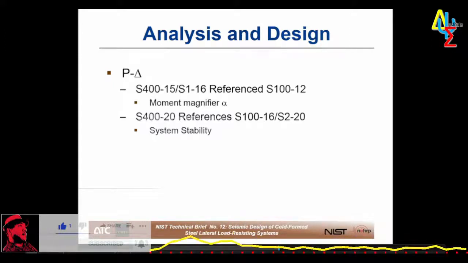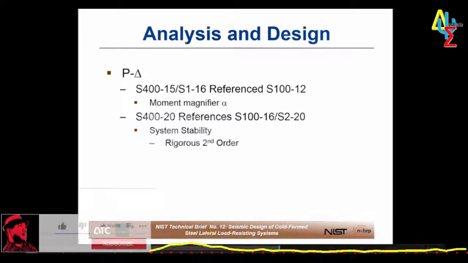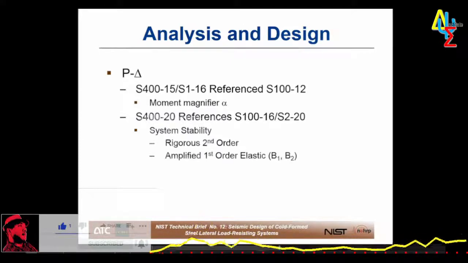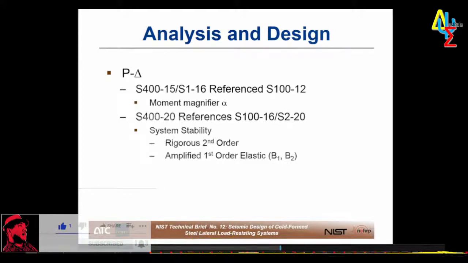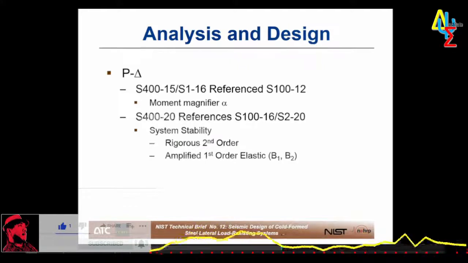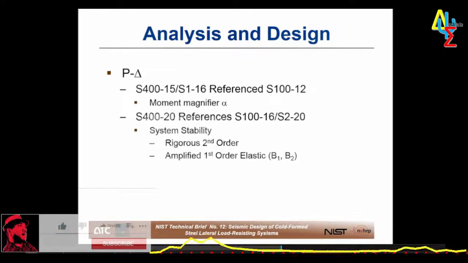So providing for system stability can be achieved with a rigorous second order analysis, including the stiffness reductions, or by using an amplified first order elastic analysis, or the old B1, B2 analysis to account for P little delta and P big delta moments. If you haven't been through one of those analyses, P little delta is, think of that as moments generated from deformations of, say, a column that is bent a little bit.